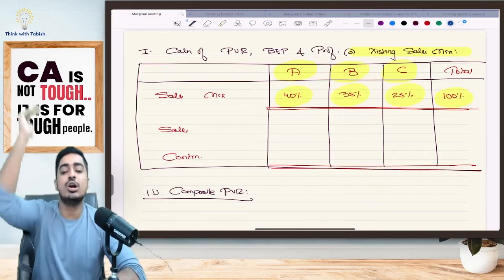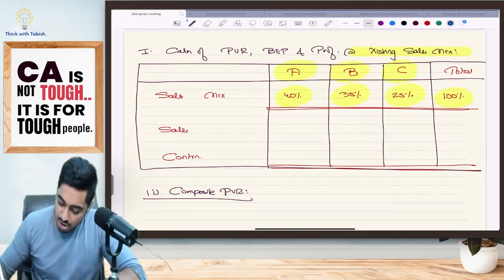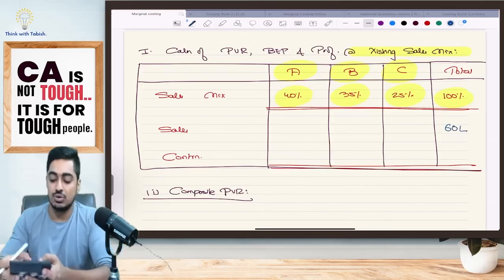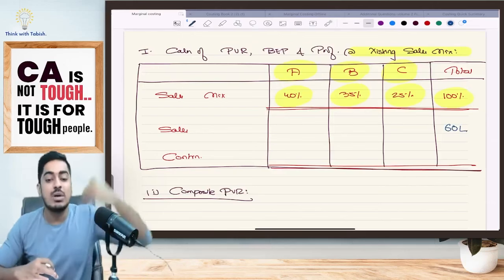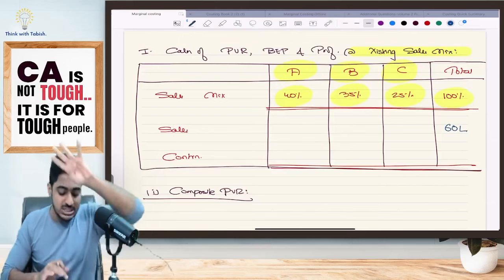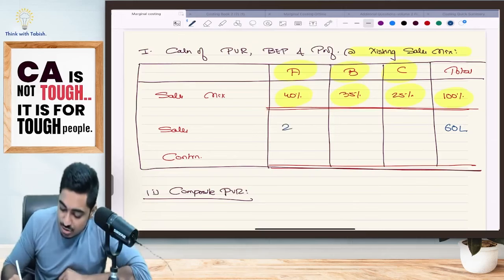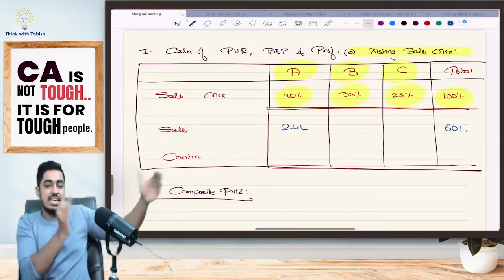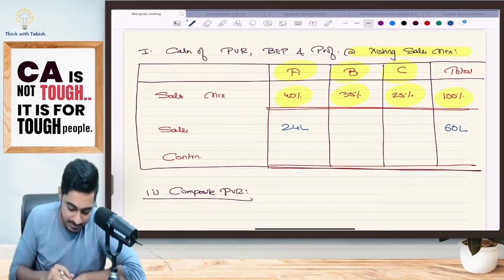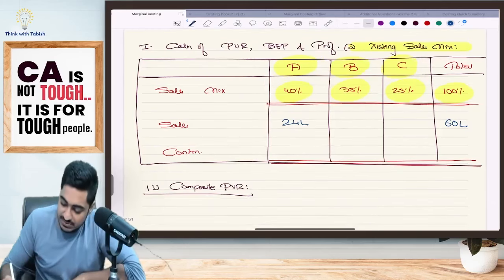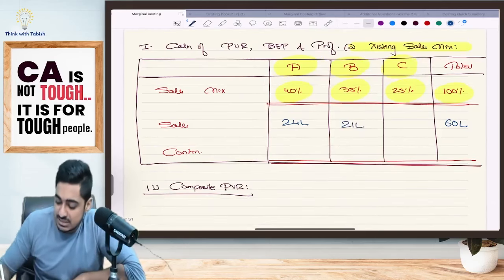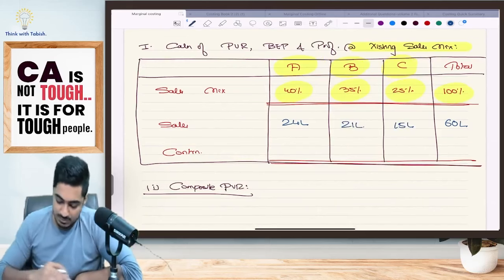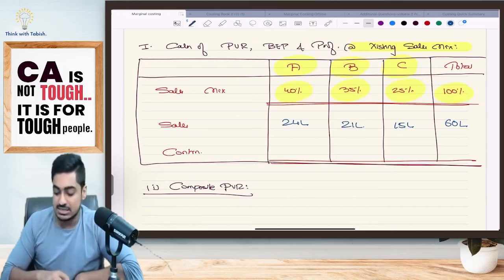Tell me total how much rupee sale we are doing. Sir, total we are creating a sale of 60 lakh rupees. Okay, sir. If the total sale is 60 lakh, tell me how much percentage is A. Sir, A is 40% of sale. That means A is going to be 24 lakh. B is 35%, which is 21 lakh. C is 25%, which means 15 lakh. Yes or no, everyone? Give me a confirmation. Yes, sir. This is clear.